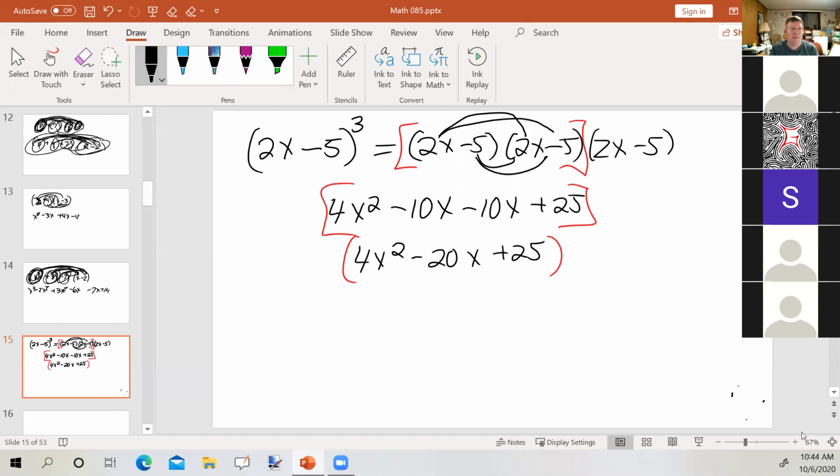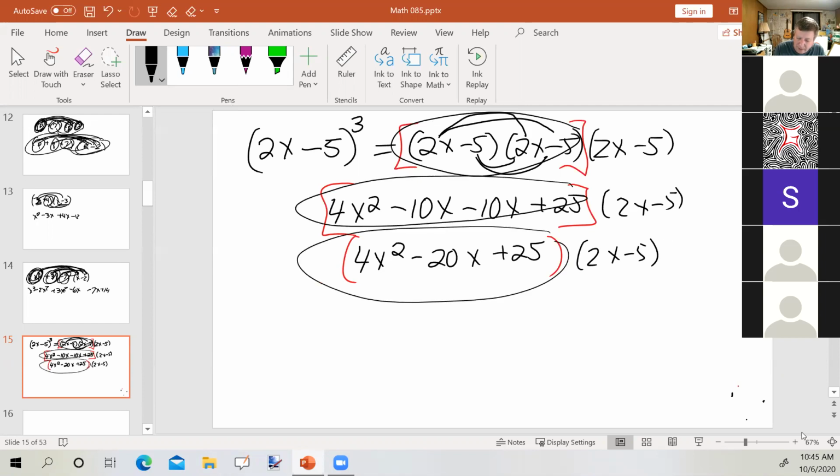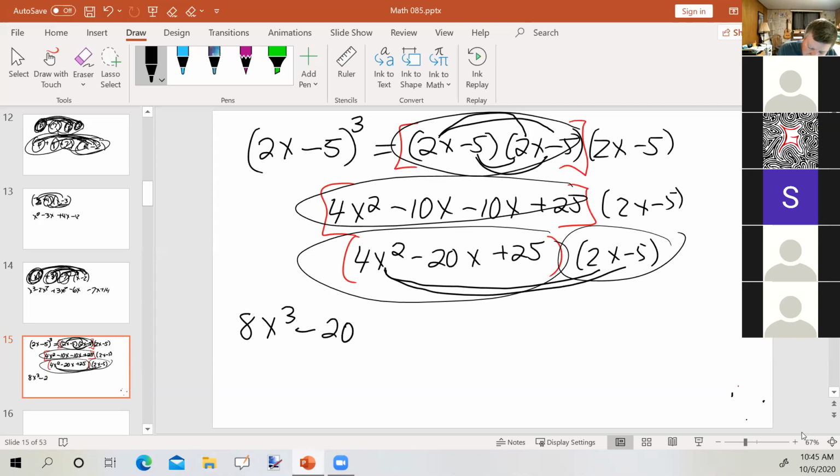So any questions about that first 2, those first 2 factors? No, I don't think so. Okay, now I've got this third factor. So all of this was equal to that, which is equal to that, and now times the last factor. So 4x squared times 2x is 8x cubed. 4x squared times minus 5 is minus 20x squared.